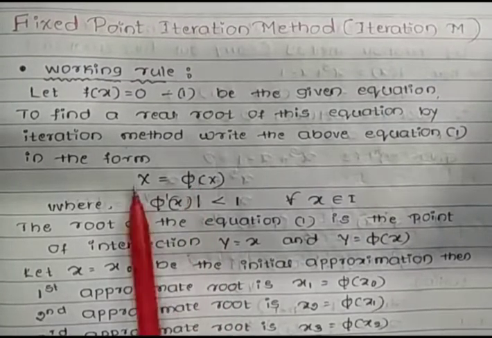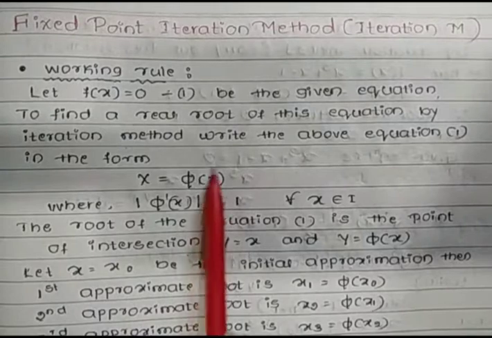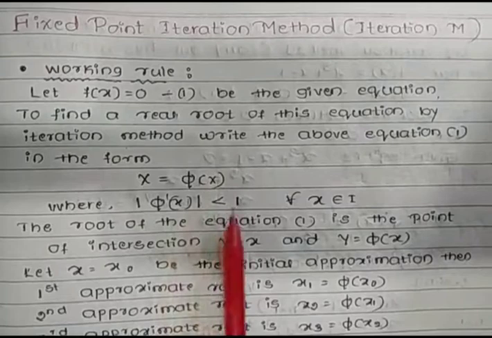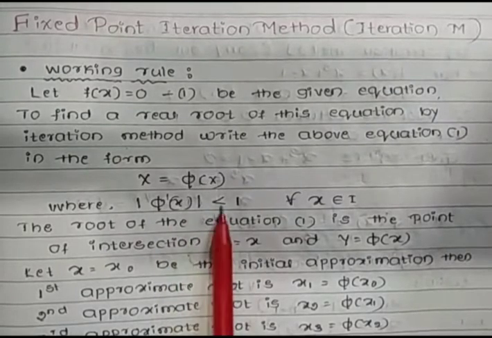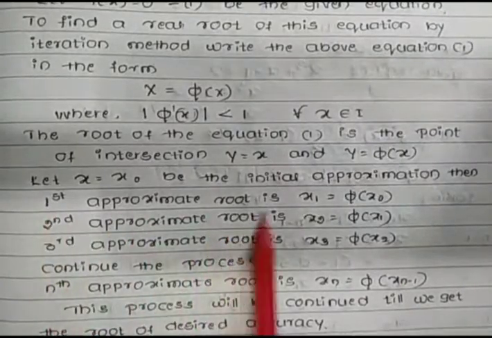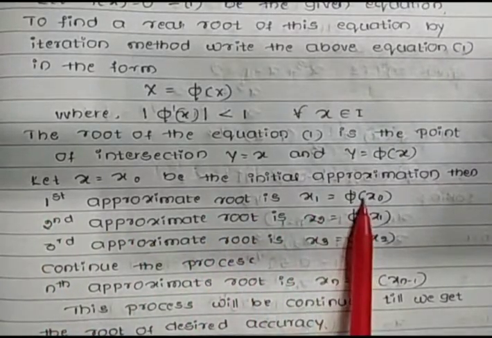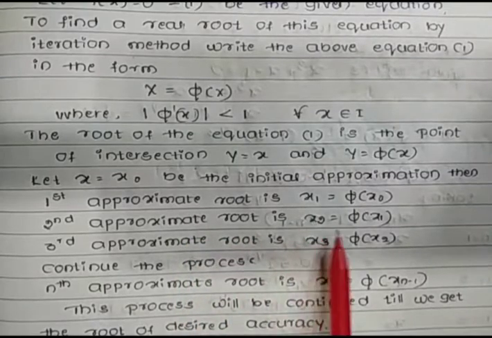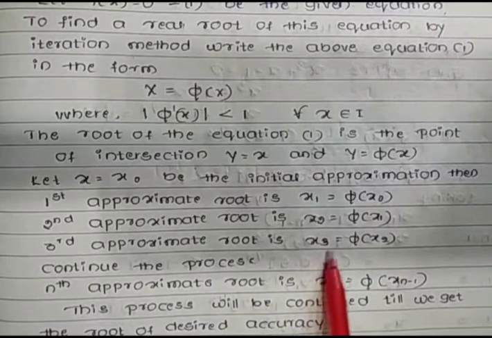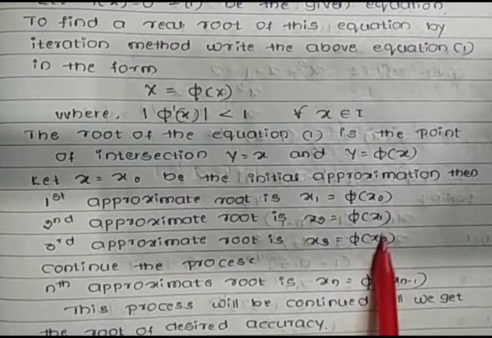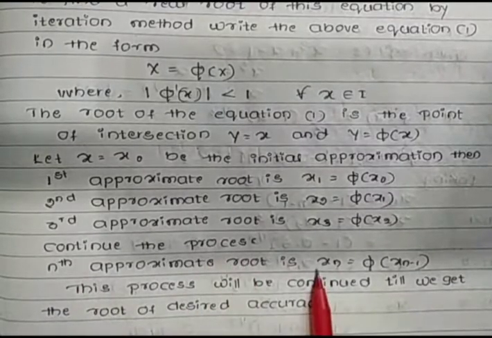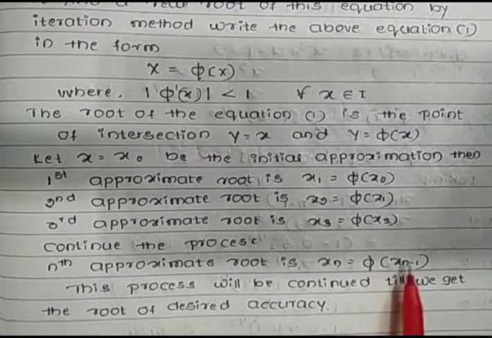Once we write it in the form x = φ(x), take the derivative of φ(x), then check whether it is less than 1 or not. If it is less than 1, then next we proceed. So the first approximate root will be x1 = φ(x0). The second approximate root will be x2 = φ(x1). Then the third approximate root will be x3 = φ(x2), and so on. The process continues, and the nth approximate root is xn = φ(x(n-1)).